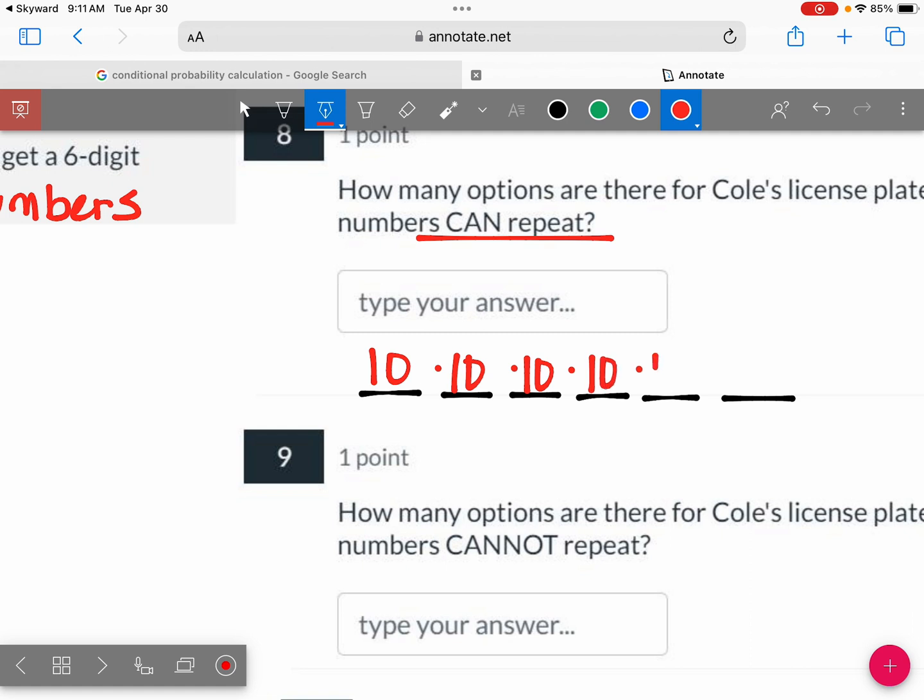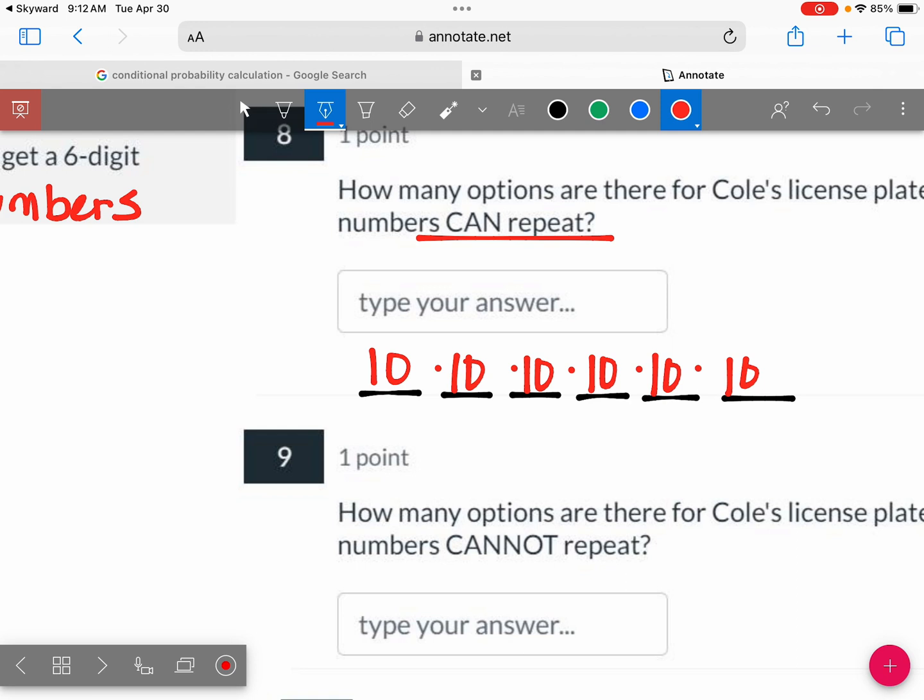Going back to what we learned yesterday, this is the fundamental counting principle. So go ahead with your calculator and see what you get, and that's the number you type in for question number 8. Yep, whatever the calculator told you. It's a big number: 10 times 10 times 10 times 10 times 10 times 10. So go ahead and type that number in Canvas for question number 8.